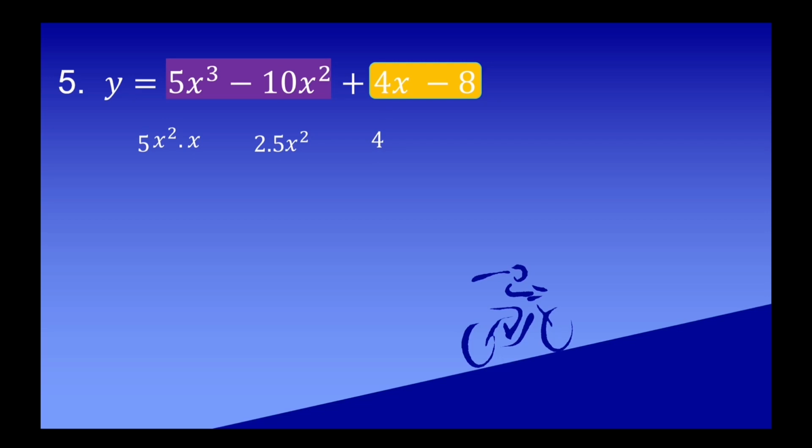Then for the last two terms, the factor of 4 is 4 times 1 or 4. Then bring down x. Then a factor of 8 is 4 times 2.